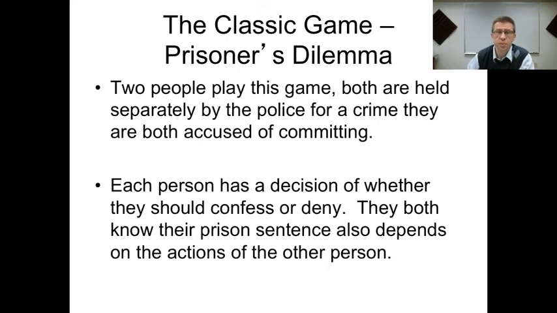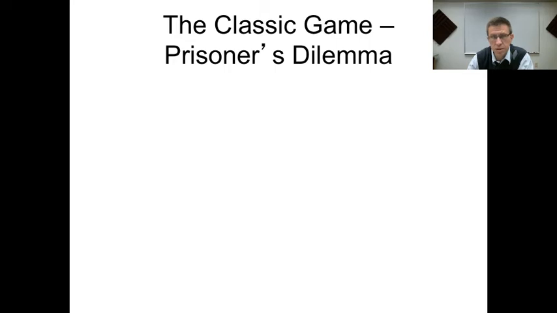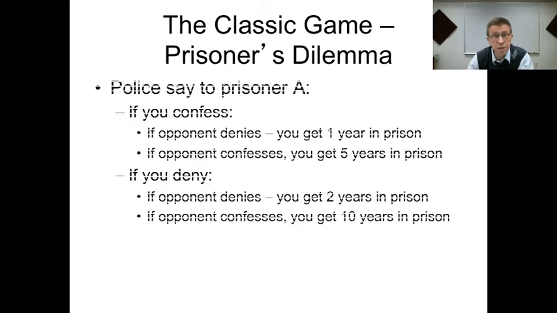Getting into a little bit more detail and some specifics, the police will isolate the two prisoners, and they'll go up to one prisoner, which we'll call prisoner A. They'll go in private to prisoner A, and they'll say, look, if you confess your crime, we'll have you testify against your opponent, and we'll give you a lighter sentence than what you would get otherwise. So if you confess and your opponent denies the crime, we're going to use your testimony. You will only get out with a year in prison. That's much better than you could do otherwise.